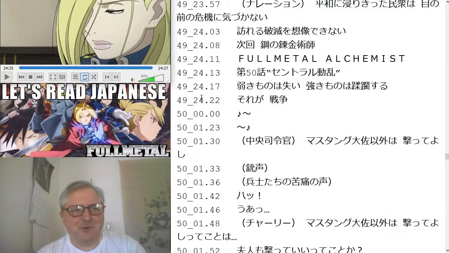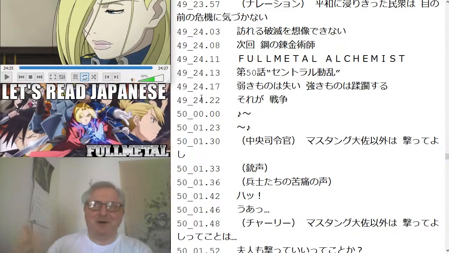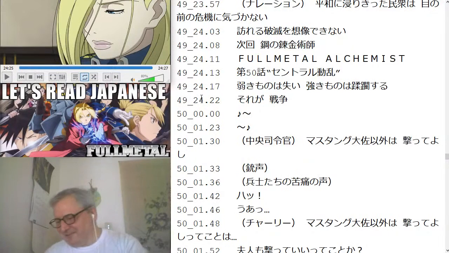Oh, you don't point a gun at Olivier. Oh, don't do that. No one, if you enjoy living a long, peaceful life, don't point a gun at Olivier Armstrong. It's just not a good way to start your day.